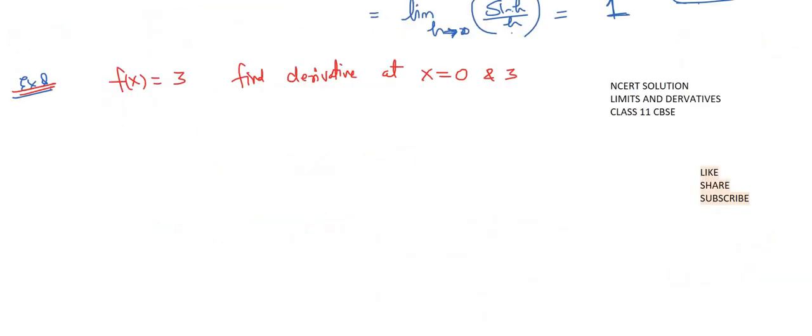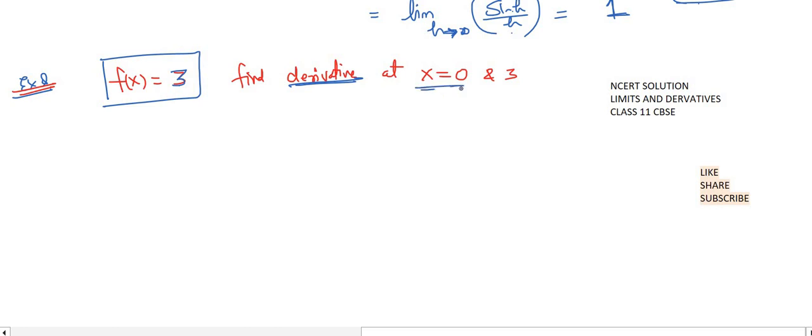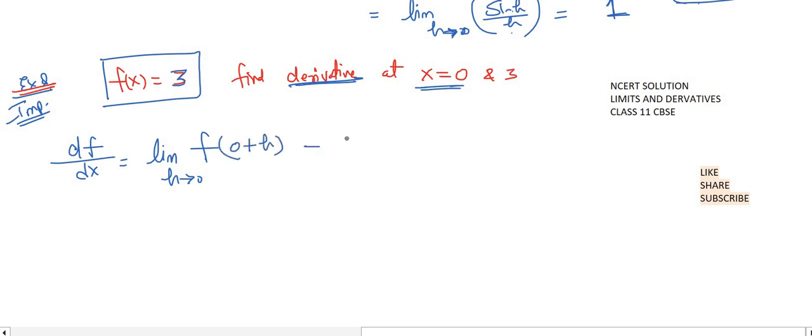Next example: f of x is 3. So f of x is a constant. What is the derivative of f of x at x equal to 0? This is a very important question which will give us one more concept for learning. To write df by dx, the formula says limit h going to 0 of f of 0 plus h minus f of 0, by h. If we are trying to find the derivative at 0, this is the formula we have to follow.